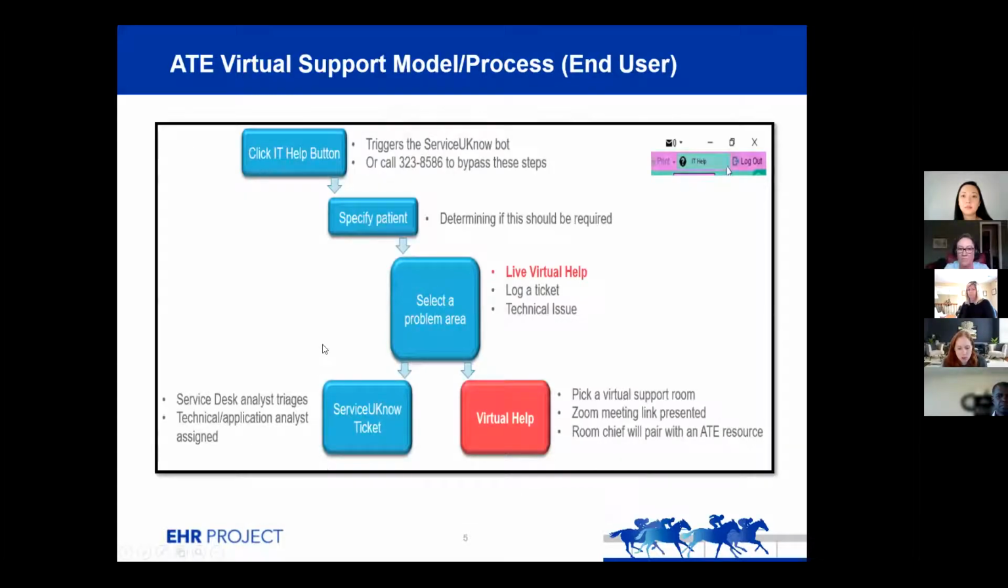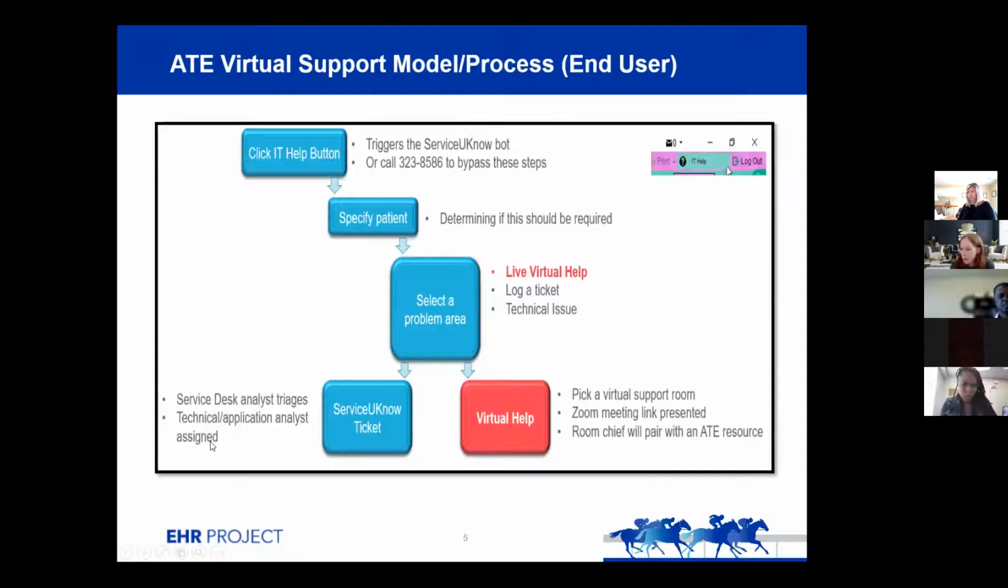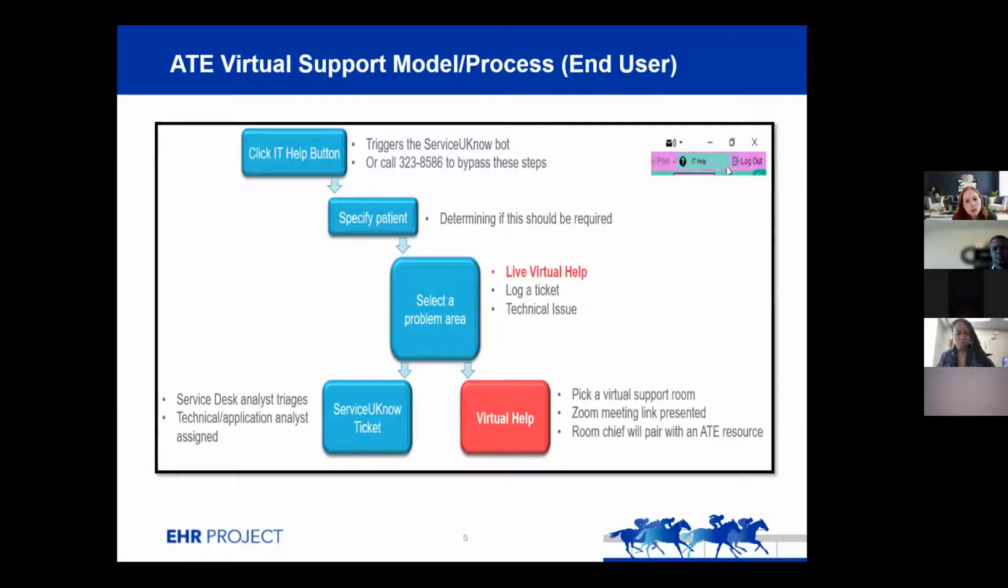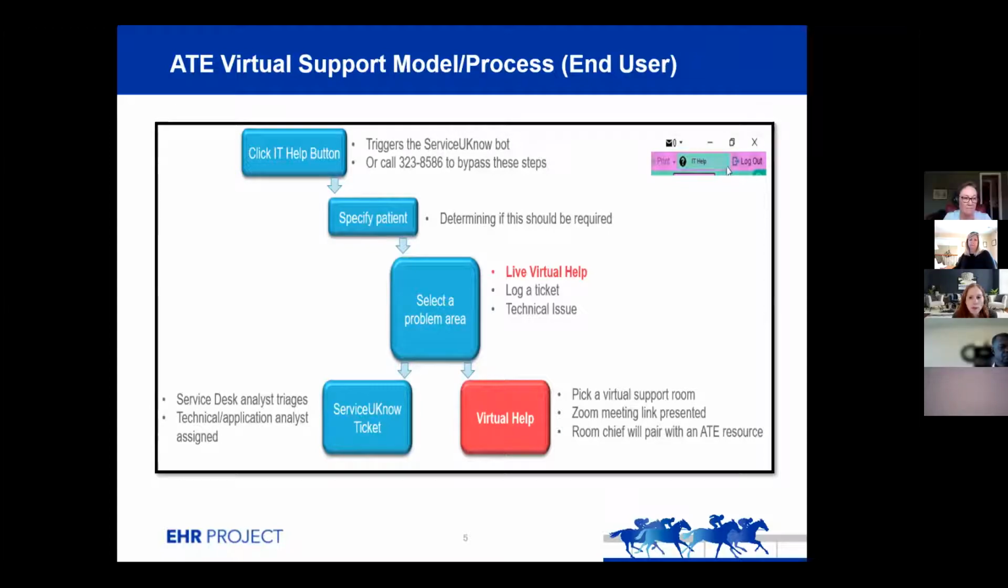So that process, essentially the end user in Hyperspace has the opportunity to select a button that says IT help. Now, when they click that button, they'll then be prompted to select a patient. And when they select a patient, a chat bot will launch, and it will ask them if they want to speak with at-the-elbow support or if they have a technical issue that they need to put a ticket in for. If they select that at-the-elbow virtual support option, they will be routed to a Zoom meeting link. And once they click on that link, they will be brought to the Zoom meeting where you guys will be ready and prepared to work with them in breakout rooms.